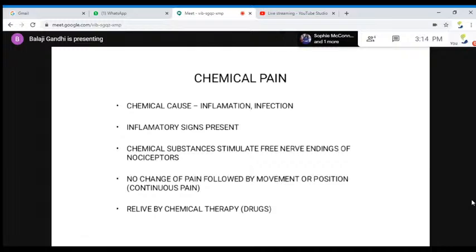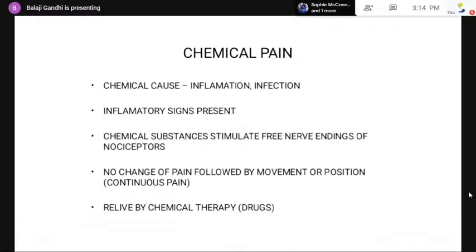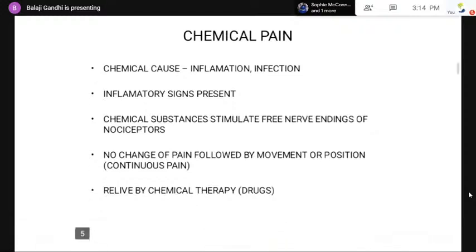Okay, in any positions, even if there is a movement or there is no movement, the pain will be constant. So there is a constant pain, a continuous type of pain. That is not altering the pain because of the movement or the position. And definitely the mechanical pain will be relieved by the mechanical therapy. Chemical pain will be relieved by the chemical therapy like drugs, anti-inflammatory drugs.